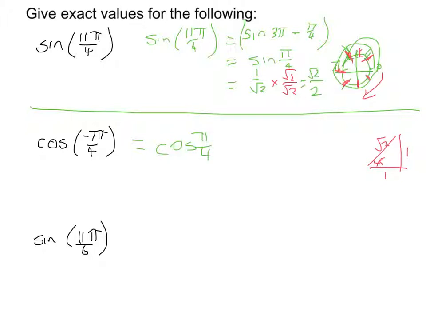We can use our same triangle here. Cos is adjacent over hypotenuse, which again is 1 over root 2. And rationalising the denominator will give us root 2 over 2.